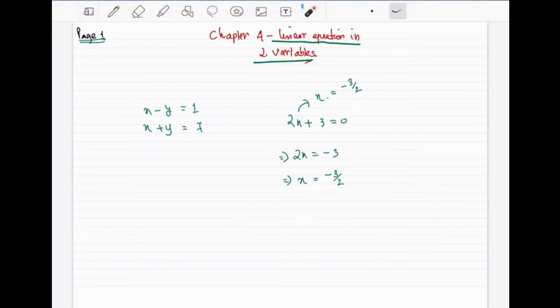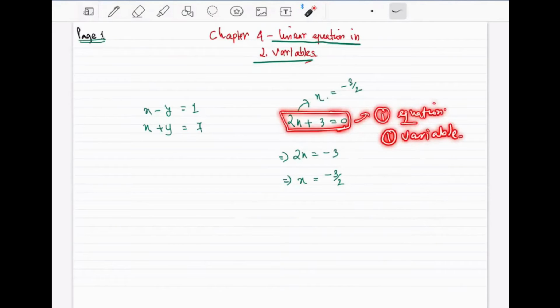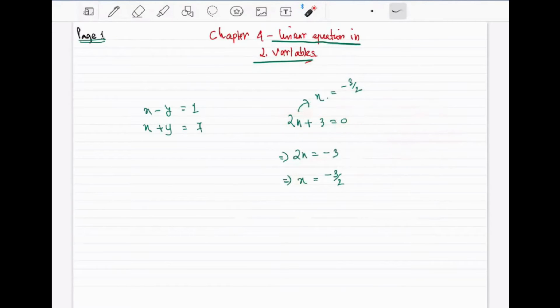But what if we have two variables? Like the example here, twice x plus 3 is equal to 0. This is one equation, one variable. One equation is enough to solve a linear equation with one variable. But in case we have a linear equation with two variables in it, like the example of these two equations, we will need two equations.